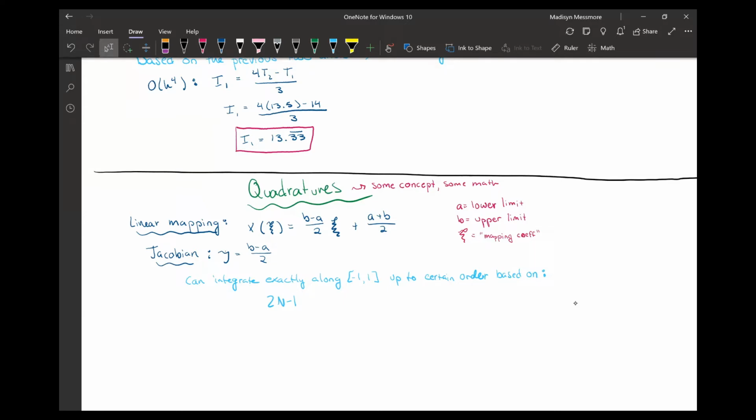Anyway, but yeah. So remember this one here, the 2n minus 1, for finding what order you can integrate exactly for however many points. And then there's the n cubed one too, but I think the n cubed one is for something else.